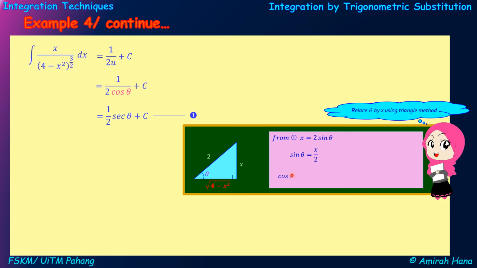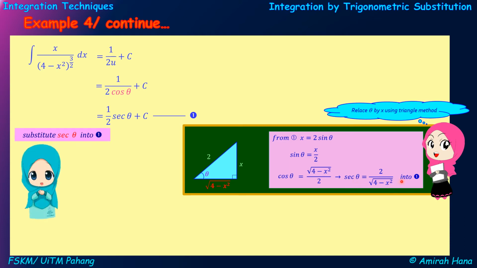So before that, we can find cos theta. Cos theta equals adjacent, square root of 4 minus x squared, over hypotenuse 2. Since sec theta is the reciprocal function of cos theta, to find sec theta we just exchange the numerator and denominator from cos theta. So we get sec theta equals 2 over the square root of 4 minus x squared. And after that, we substitute sec theta into equation 1 here.